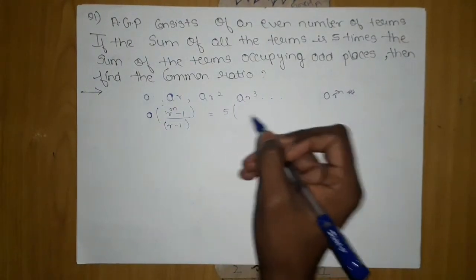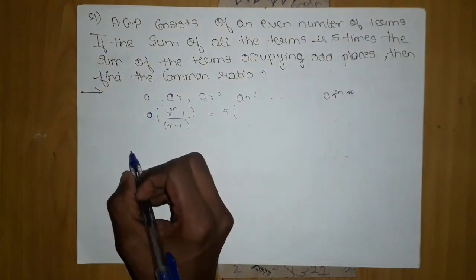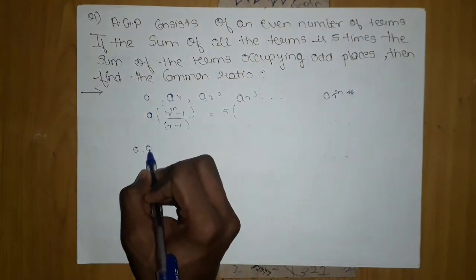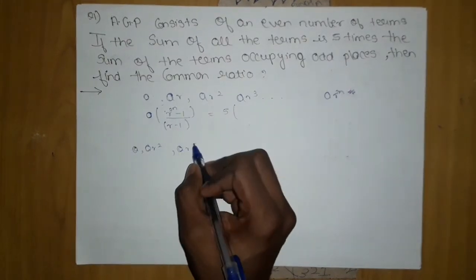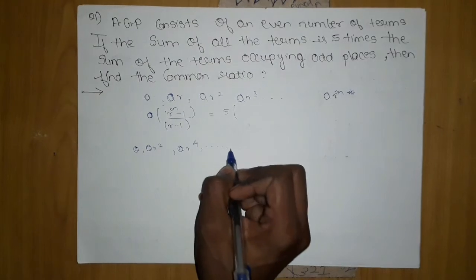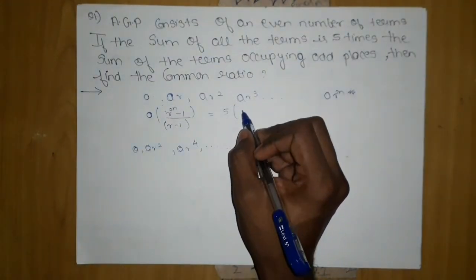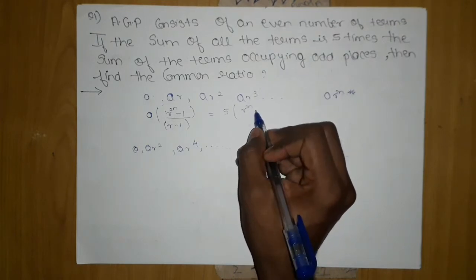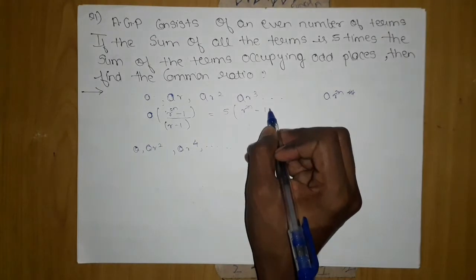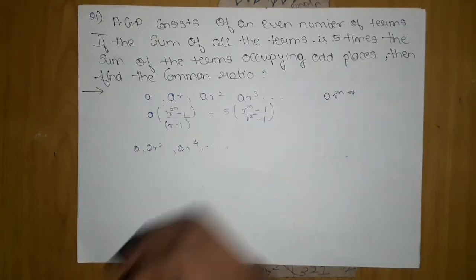5 times. Now if I take a sequence at odd places, it is a, ar square, ar raised to 4, and so on. So the first term is a, common ratio is r square. So here also, it will be (r^(2n) minus 1) upon (r square minus 1). The common ratio is r square.